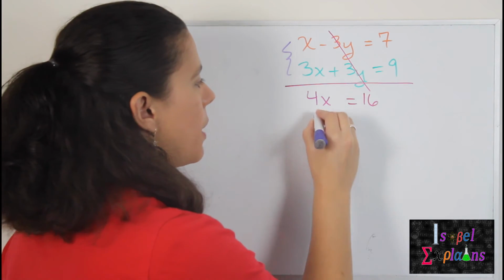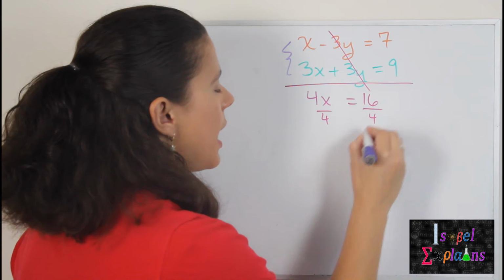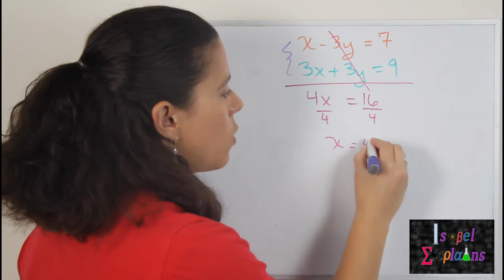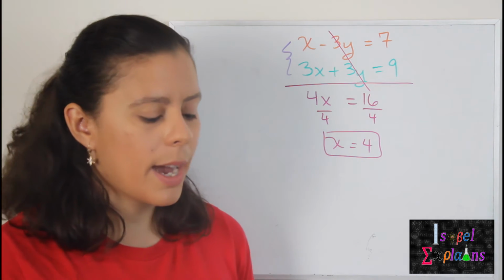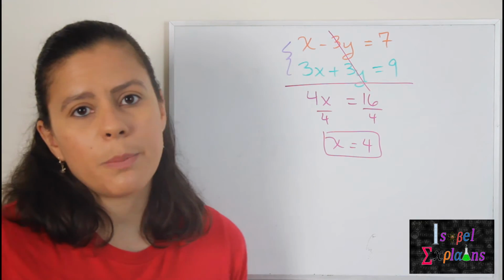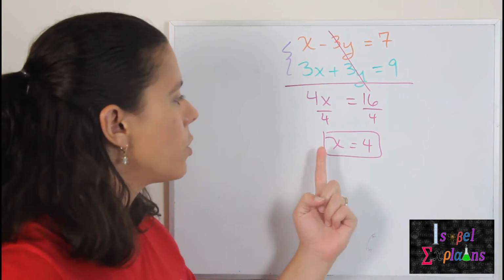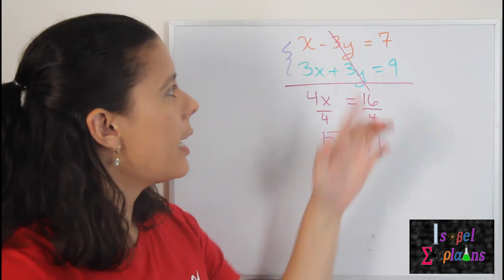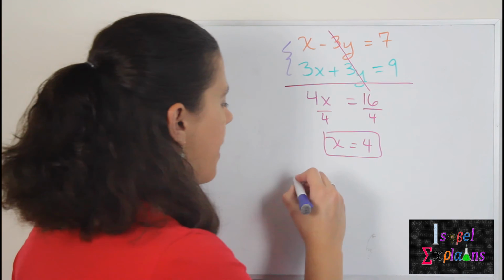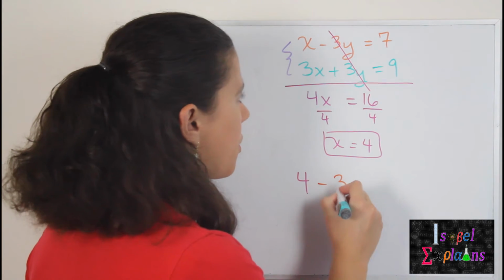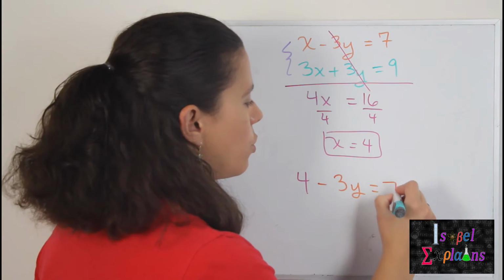And then we divide by 4 on both sides. And we have that x is just equal to 4. Now, how do we solve for y? Well, the exact same way that we did it before. What we're going to do is substitute this x back into any of the two equations. So we're just going to choose the first one. So we have 4 minus 3y is equal to 7.